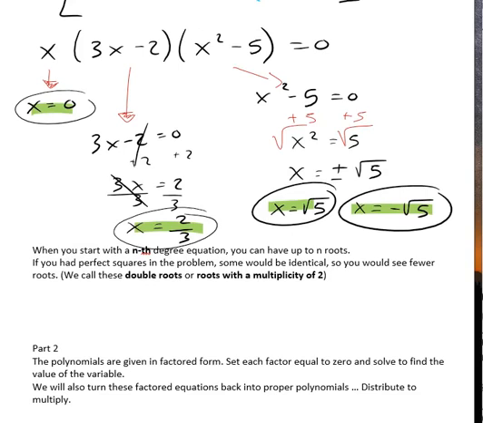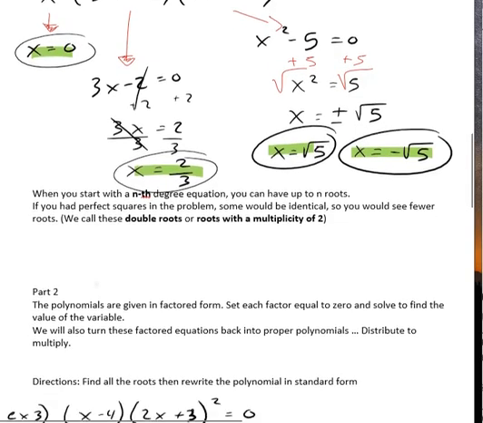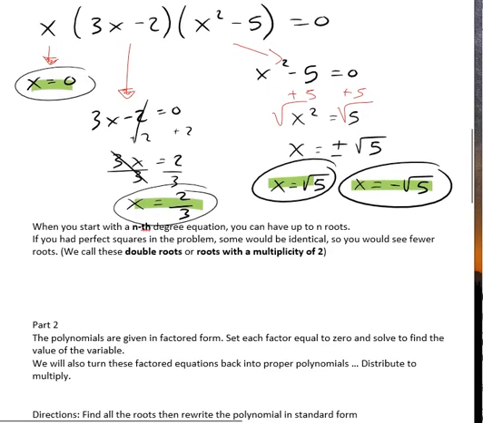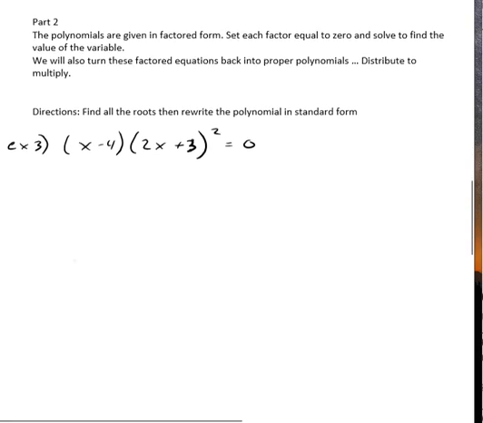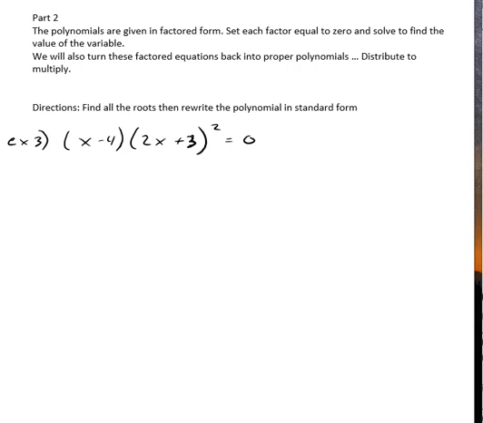In part 2, the polynomials are given in factored form, meaning they're already factored for you. Set each factor equal to 0 and solve to find the value of the variable. We will also turn these factored equations back into proper polynomials. Distribute to multiply. By proper, I just mean put them back in standard form. That's just review from last unit anyway, so that shouldn't be anything new. So find the roots, then rewrite the polynomial in standard form. Alright, we're going to split these up again.